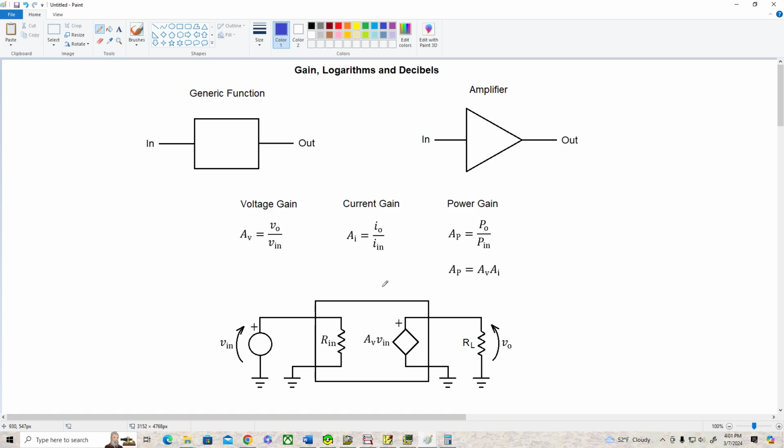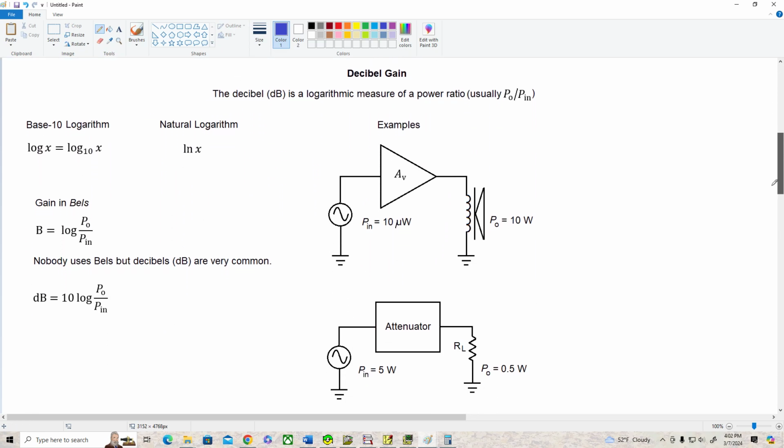All right, we'll come back to this in a minute, but first what I'd like to do is develop a definition of the decibel. The decibel is a logarithmic measure of a power ratio, and normally we're dealing with power gain, which is power out over power in. We're going to work with base 10 or common logarithms, which I'll write as log of x, as opposed to natural logarithms, which I'll write as ln of x.